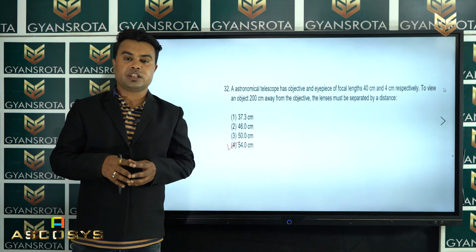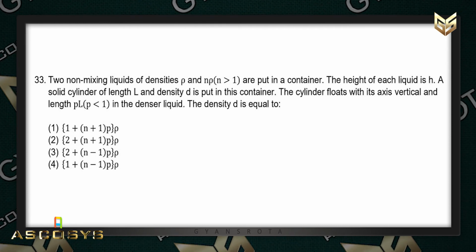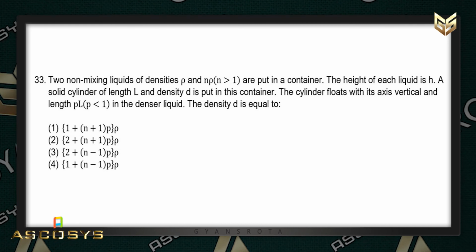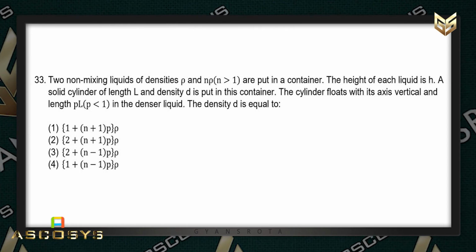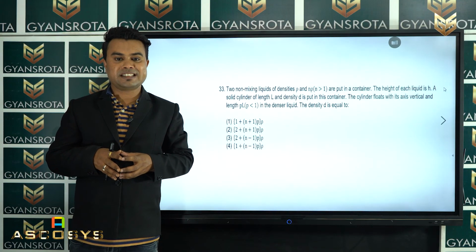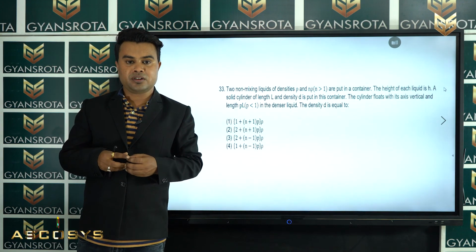Now let us move to the next question, that is question number 33. Two non-mixing liquids of densities rho and n rho, n greater than 1, are put in a container. The height of each liquid is h. A solid cylinder of length L and density D is put in this container. The cylinder floats with its axis vertical and length PL, where P is less than 1, in the denser liquid. The density D is equal to, fine. So you need to calculate the density D. Okay, that is a solid cylinder of length L.